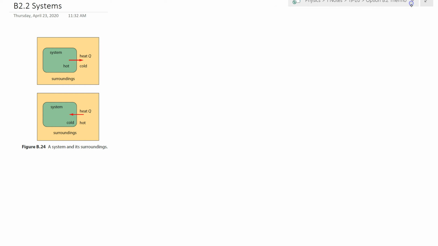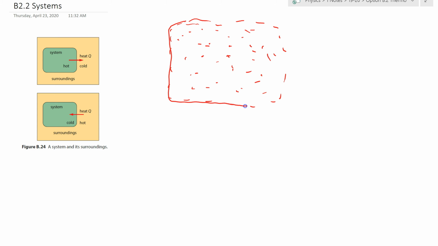2.2, which is also a pretty simple section, has to do with systems and really the vocabulary for describing things. Remember, a system is just an imaginary boundary that you draw around whatever it is that you're trying to model. So let's say I'm trying to model a hydrogen gas. If I draw a boundary around the hydrogen gas, now I can say that things are in the system or things are outside the system. These are the surroundings.